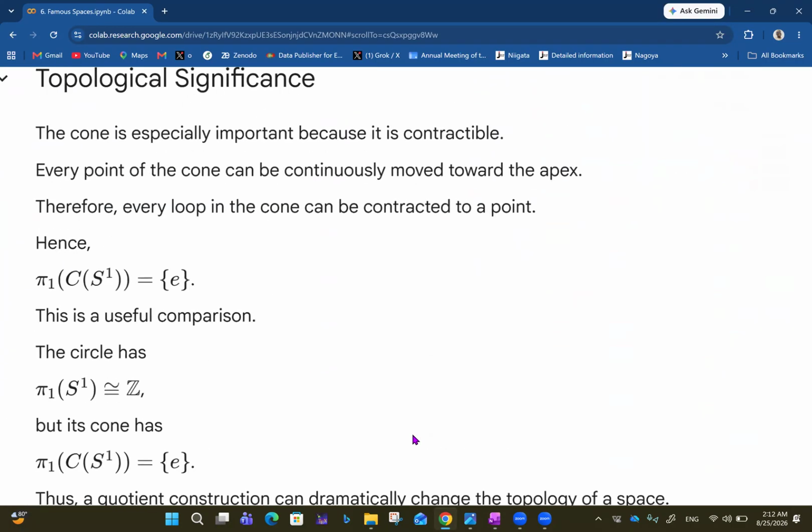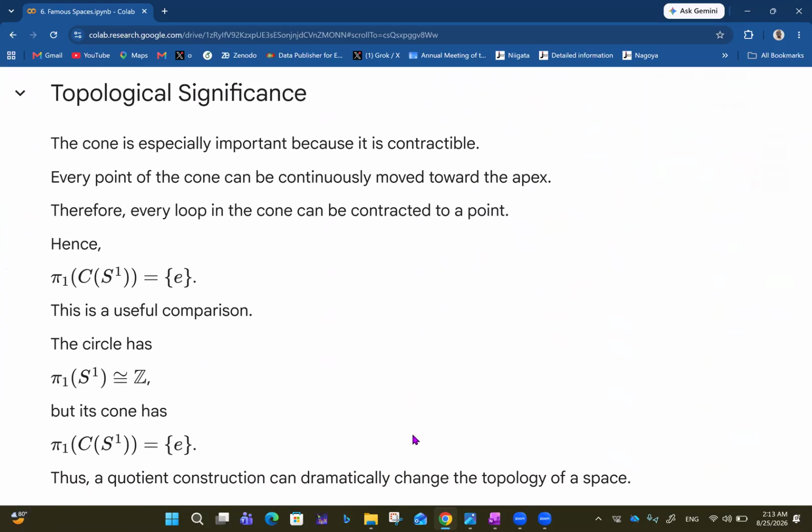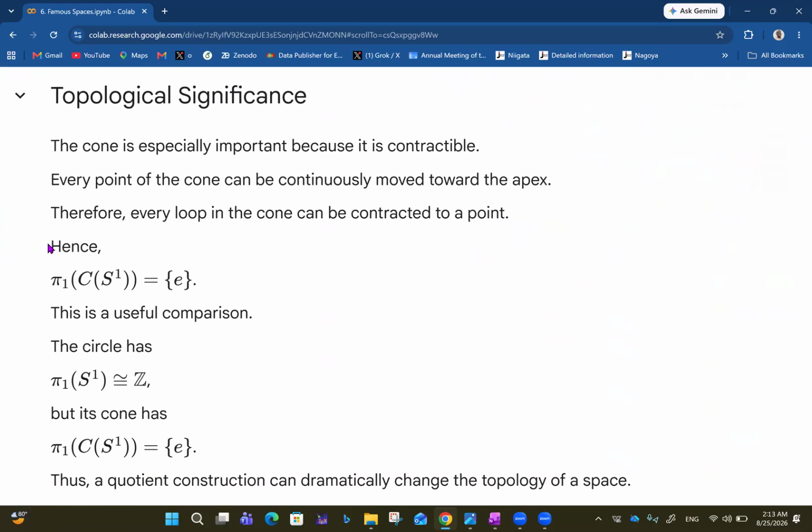Now let's talk about topological significance. The cone is especially important because it is contractible. Every point of the cone can be continuously moved toward the apex. Therefore, every loop in the cone can be contracted to a point. Hence, pi 1 of C(S1) is trivial. This is a useful comparison. The circle has pi 1 of S1 isomorphic to the integers, but its cone has pi 1 of C(S1) trivial.